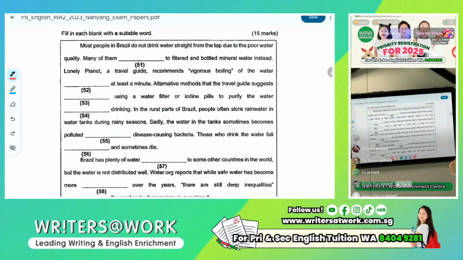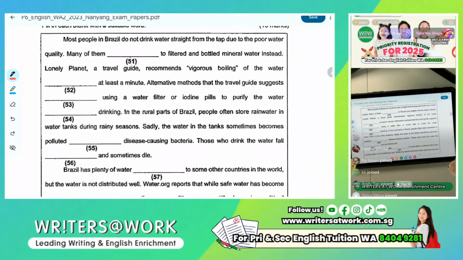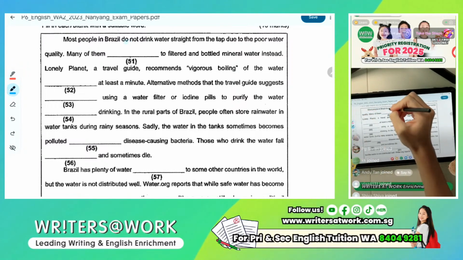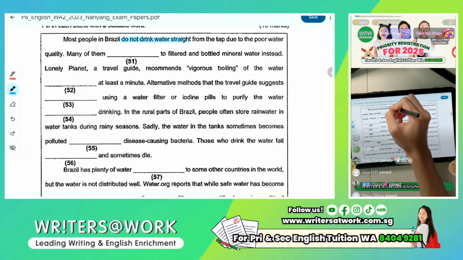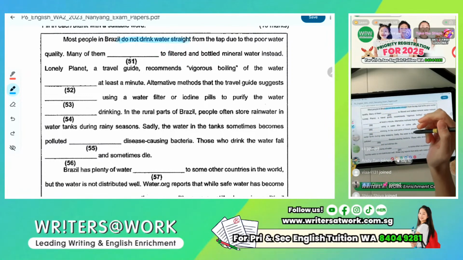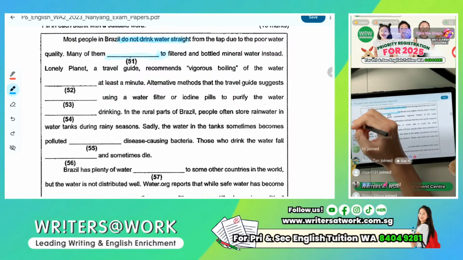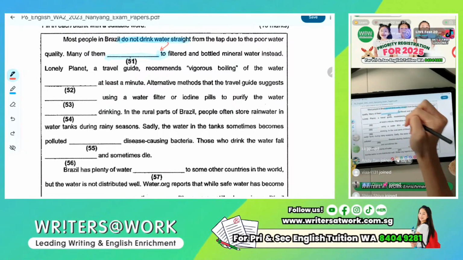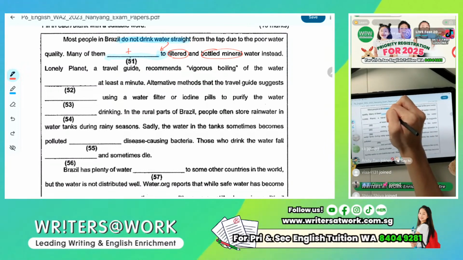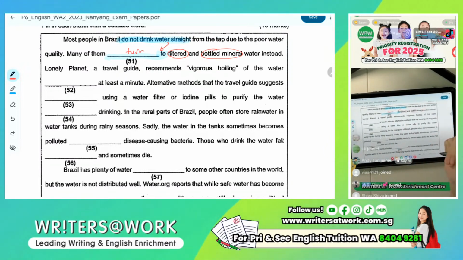Most people in Brazil do not drink water straight from the tap due to the poor water quality. Many of them dash to filtered and bottled water instead. So you see, the first part already tell you do not drink water straight. So that means they will need to use other sources. Therefore, this term here is a phrasal verb, and you can see that the other sources are circled. So they will turn to this to drink water.